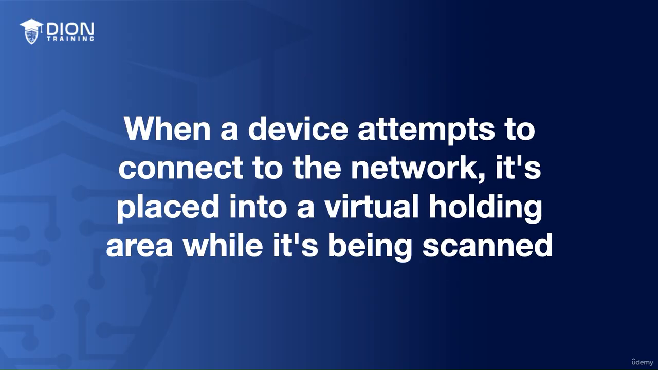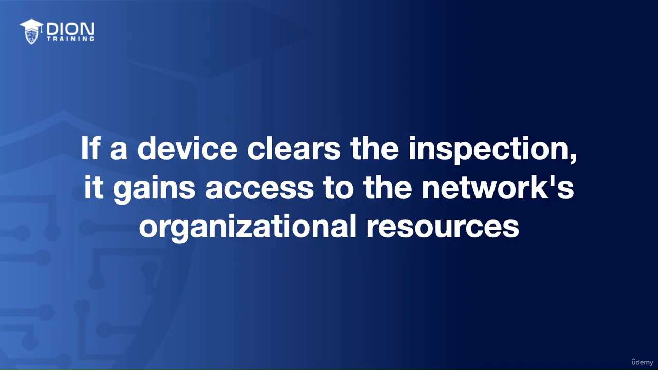a VPN. When a device attempts to connect to a network, it is placed into a virtual holding area while it's being scanned. This scan can be extremely simple, like verifying that it has the basic authentication using EAP, for example, or it can be more intense. For example, the device can be checked for a number of different factors, including its antivirus definitions, to make sure that they're up to date, the status of the security patching, and other items that might introduce security threats into the network if you allowed it to connect. If a device passes this inspection, it is then allowed to enter and receive access to all of the organizational resources that are provided by your network.